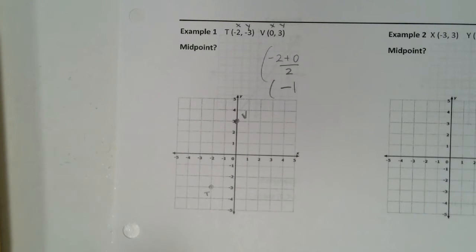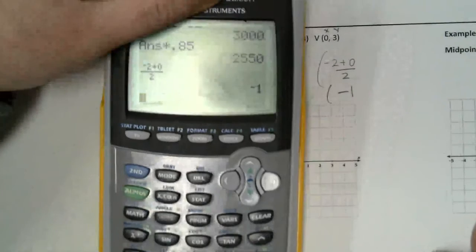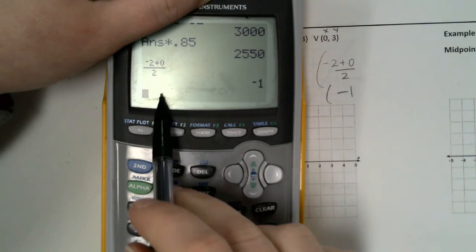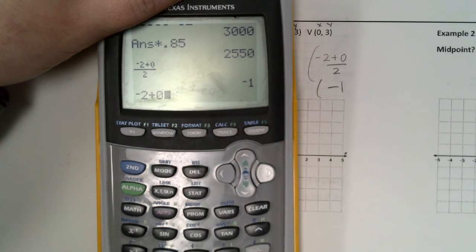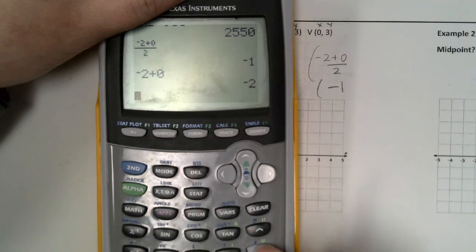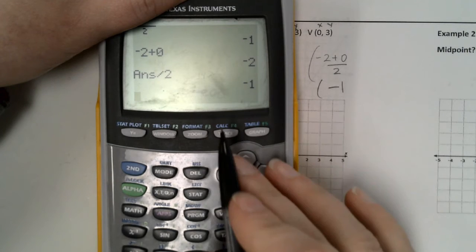Now let me show you real quickly some different ways you can type this in. You can type it in as a fraction. You can type it in like this. You can do -2 plus 0, hit enter, and then divide by 2. Gives you the same answer.